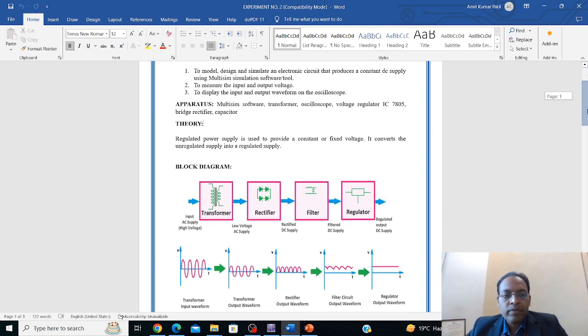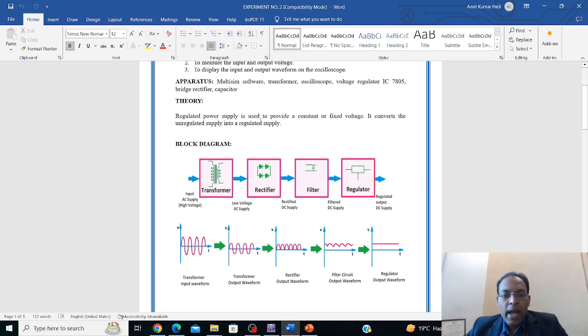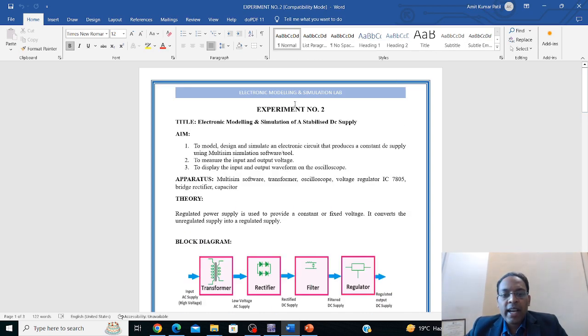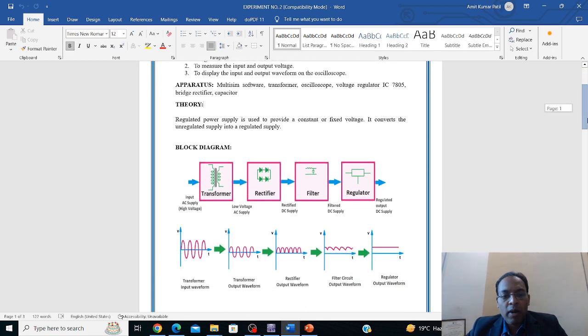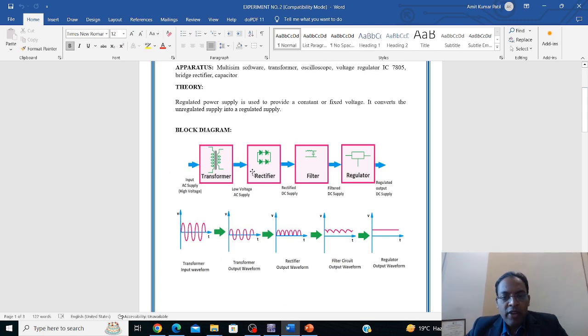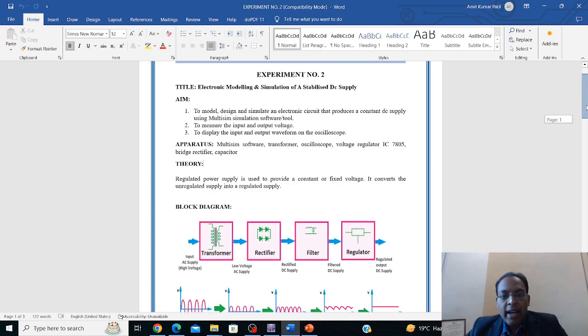Theory of the experiment. A regulated power supply is used to provide a constant or fixed voltage. It converts the unregulated supply into a regulated supply. So we have to design a circuit which is capable of producing a constant voltage. Such a circuit is known as a regulated power supply circuit. Here we will require different components to perform this experiment: transformer, rectifier, filter, regulator. The input will be the AC voltage and the output will be a constant DC voltage.